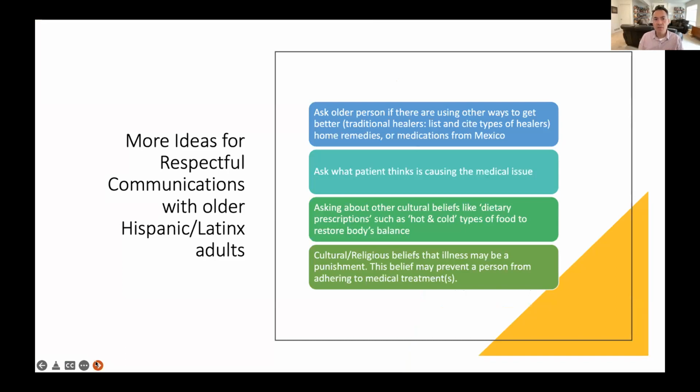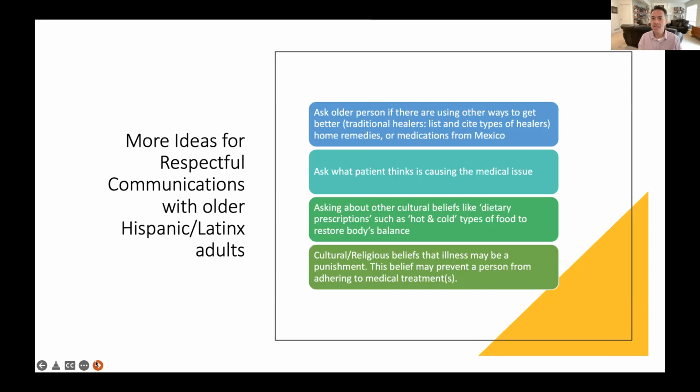Along the ideas of being respectful, at least culturally speaking, is asking the older person, are there other ways that you're getting better? Are you using traditional healers? Are you using other people to help you, whether it be herbs or other types of healers? And trying to get a deep understanding of what the patient is going through is asking what they think is causing the medical issue. Some people believe that they're being punished because they did something bad. God's punishing me, or something's punishing me. Why do you think something is going on?